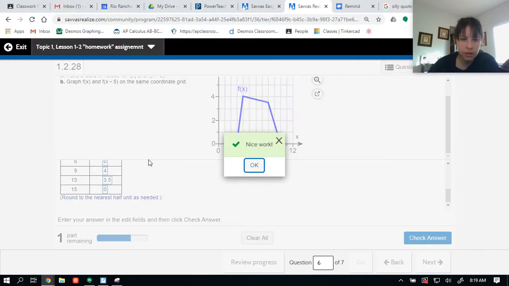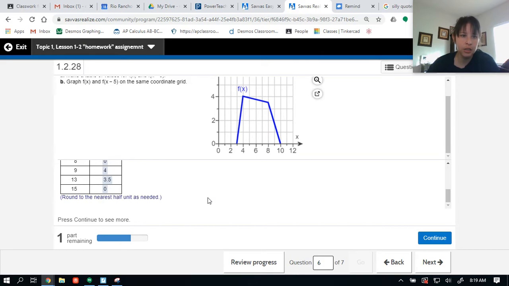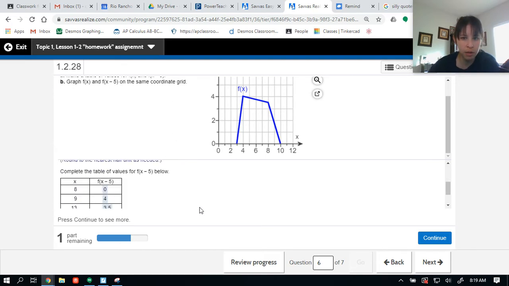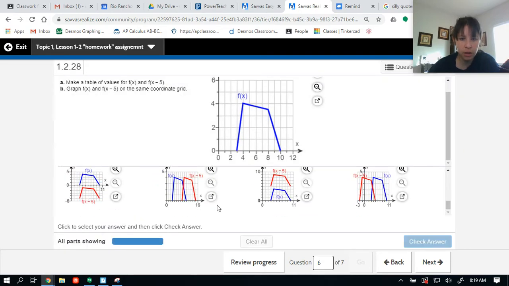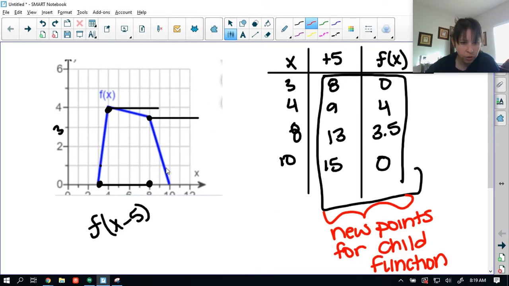So we're going to check our answers. It's going to tell me that I have nice work. And then it's going to say graph f of x and f of x minus 5 on the same coordinate plane. So hit continue. So I'm going to look at this. Remember, I told you that we're just moving these points over by 5.